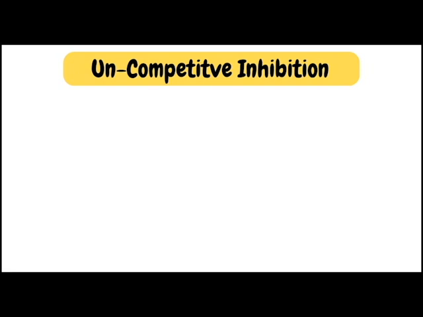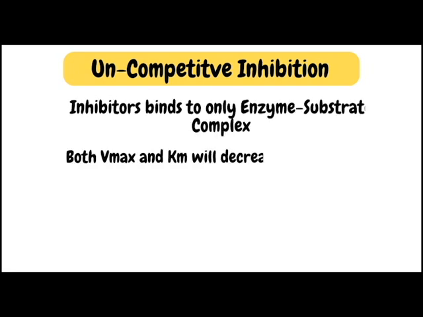Uncompetitive inhibition. In this, the inhibitor binds only to the enzyme substrate complex. In this reaction, both Vmax and Km will decrease.